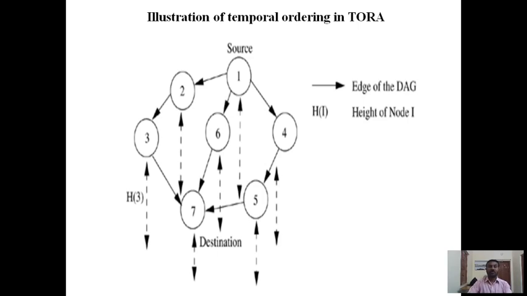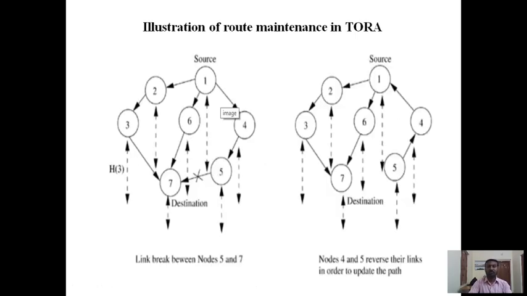This is the temporal ordering in the temporally ordered routing protocol, the establishment of paths from source to destination, and this is the route maintenance in the temporally ordered routing protocol. That means if any link is terminated, it uses another path to transfer the data from source to destination. In any manner, the route must be maintained.